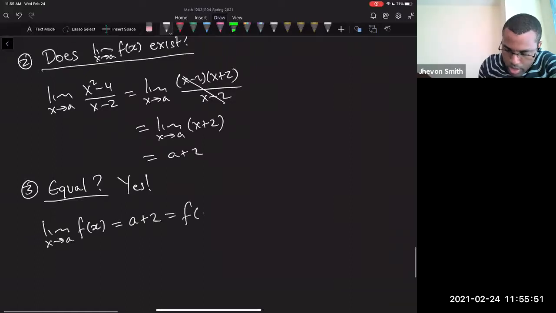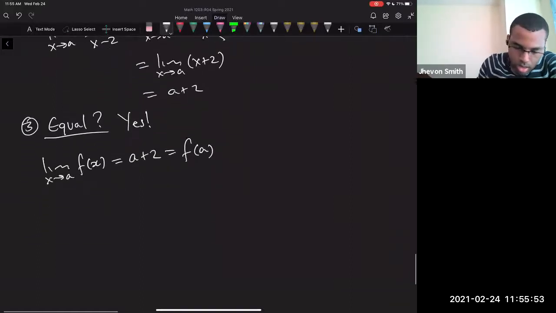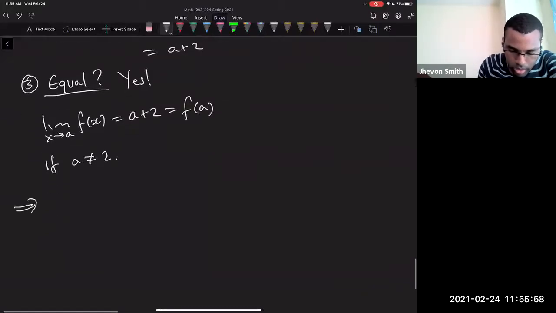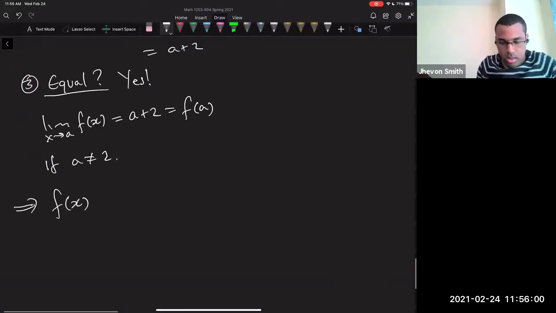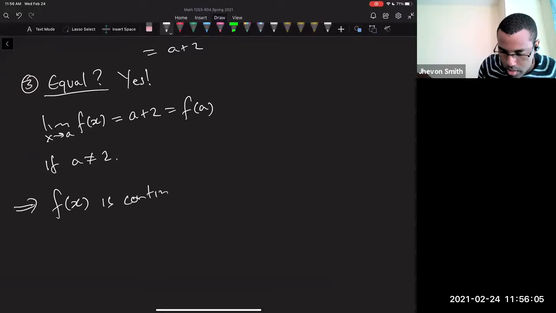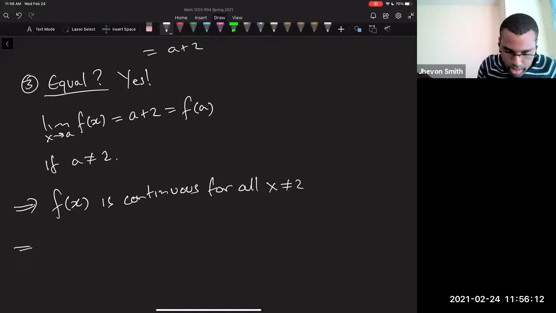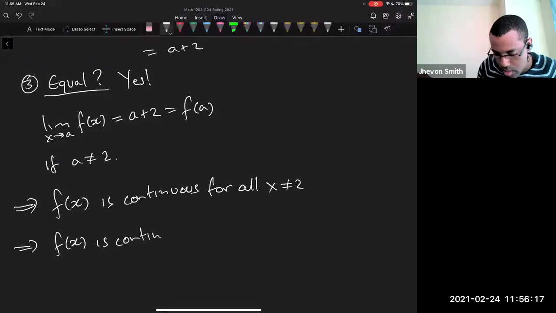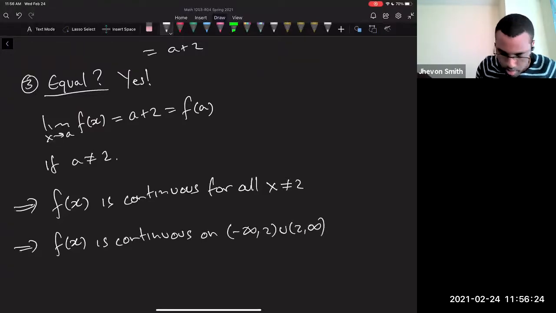but that's the same value I got when I got f of a if a is not 2. So this means f of x is continuous for all x not equal to 2. That is, f of x is continuous on negative infinity to 2 and 2 to infinity.